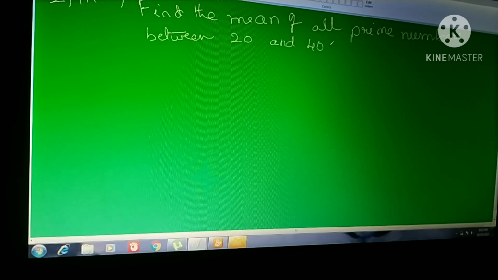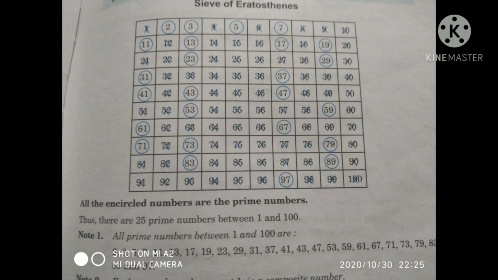So, see the next problem. Find the mean of all prime numbers between 20 and 40. You know what are the prime numbers? Among the prime numbers, we have to take the prime numbers between 20 and 40. So check for prime numbers between 20 and 40. If you observe here, this is the chart of prime numbers from 1 to 100. In this chart, we can observe prime numbers from 20 to 40.